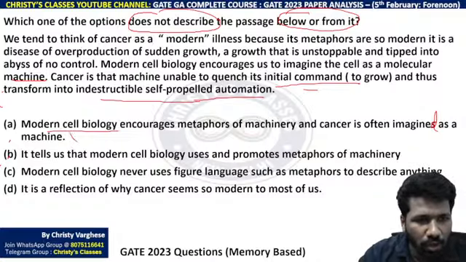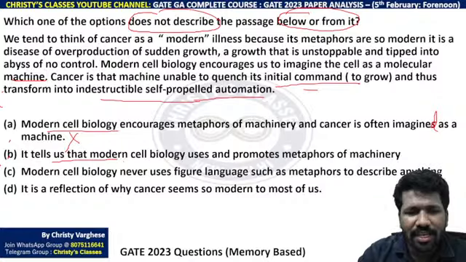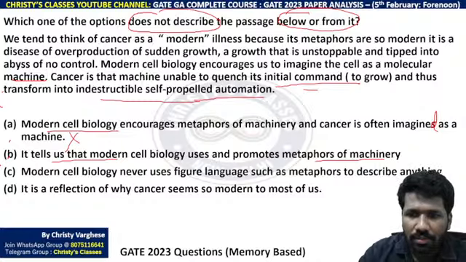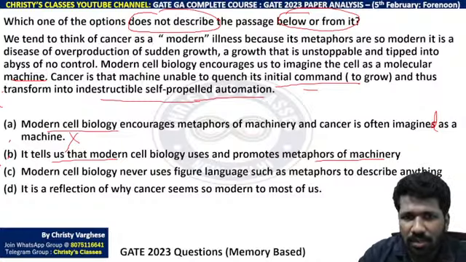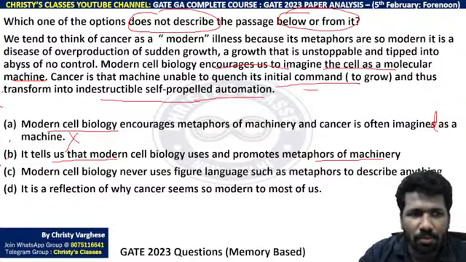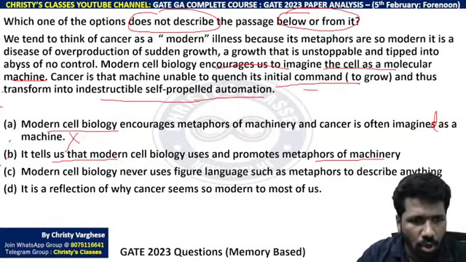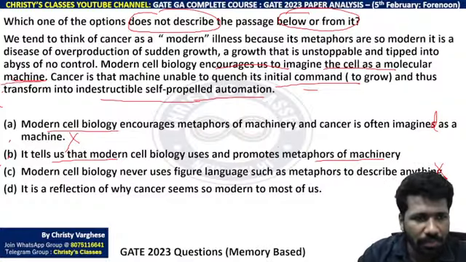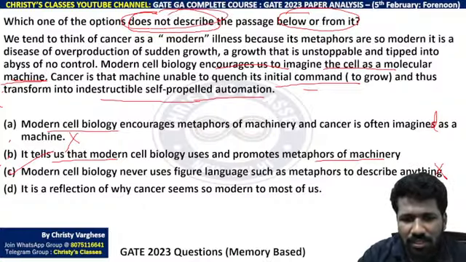So definitely option A is wrong. It tells us that modern cell biology uses and promotes metaphors of machinery. Yes, that is also okay, because modern cell biology encourages us to imagine the cell as a molecular machine. So option B is not wrong. Modern cell biology never uses figurative language such as metaphors to describe anything. That is wrong, right? Modern cell biology also uses figurative language. The molecular machine is an example of that. So option C is the correct answer, because the question is asking which does not describe. It is a reflection of why cancer seems so modern to most of us. Yes, that is also true.